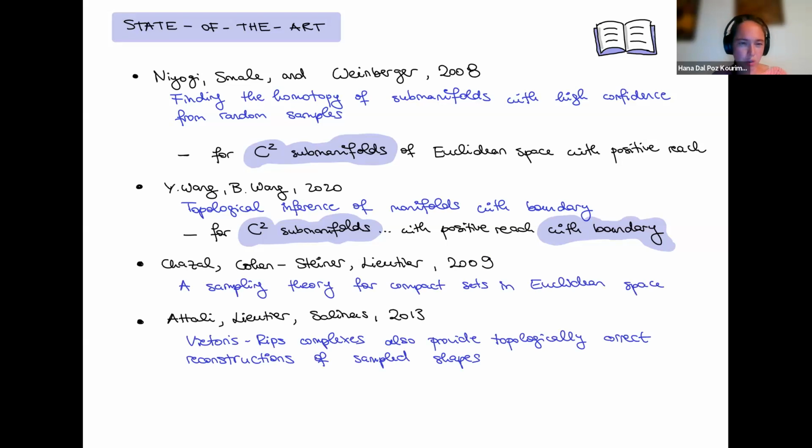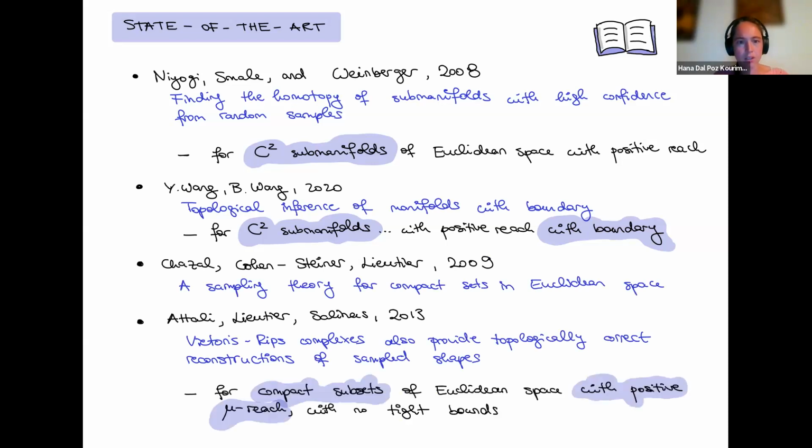Then I wanted to mention these two papers, which are of a little bit of a different flavor. These two papers consider much more general sets, namely compact subsets of Euclidean space. They consider so-called positive mu reach, which is yet more general than the reach, but they do not obtain any time bounds on the sampling parameters, so on the parameters of the sample P. So our work is somewhere in the middle between the first two and the second two papers.